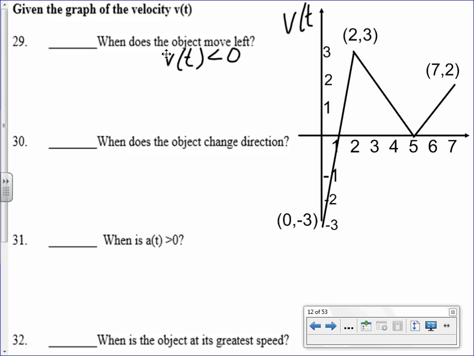So the y-coordinates on this graph are negative from 0 to 1. And technically, I guess I should include the 0, not the 1. At 1, the velocity is 0. That's not negative.